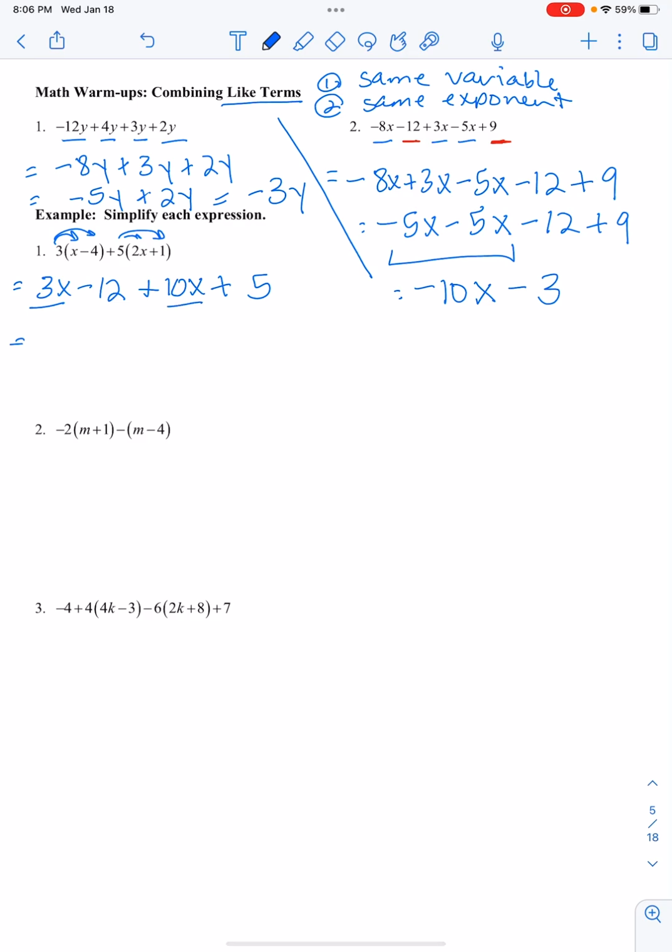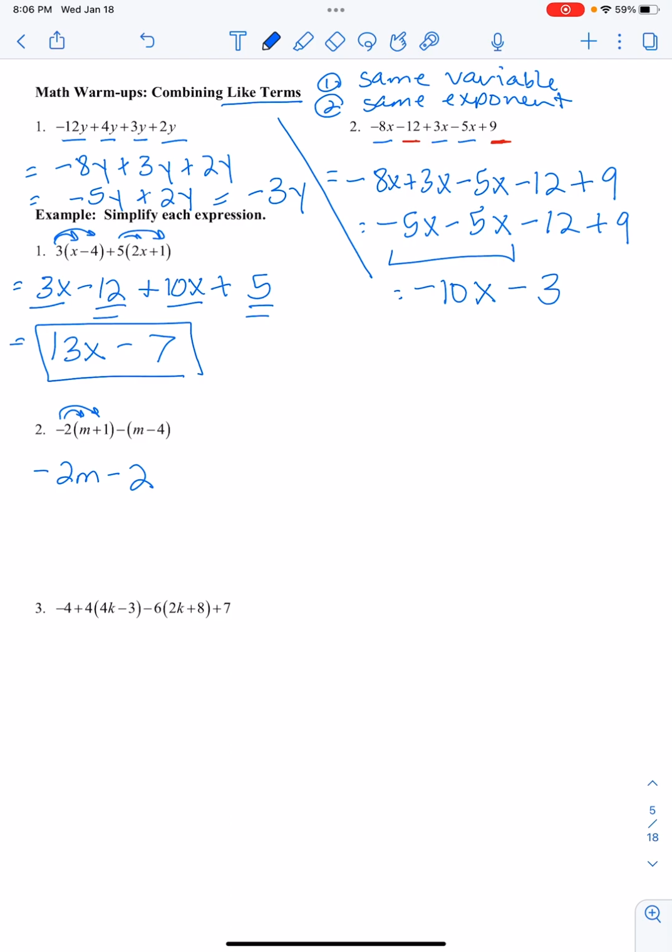So 3x goes with 10x for 13x. Negative 12 goes with 5 for negative 7. You cannot combine those any further because they don't share the same variable x. Problem 2, you're going to distribute negative 2. Negative 2m minus 2.